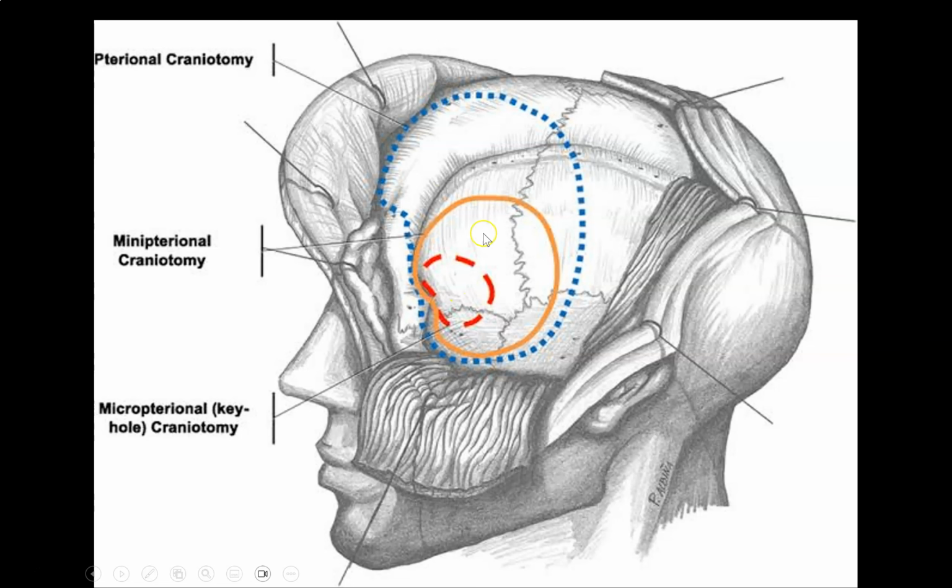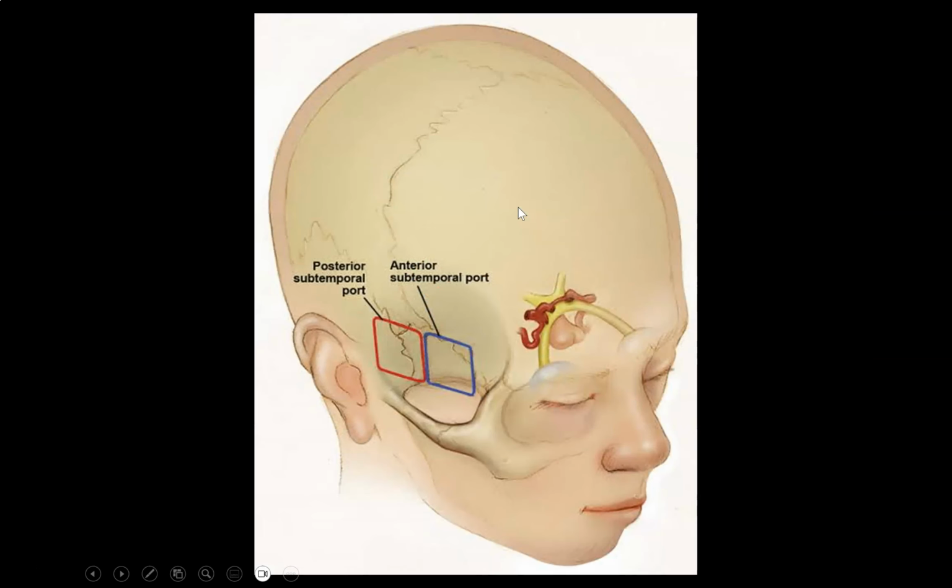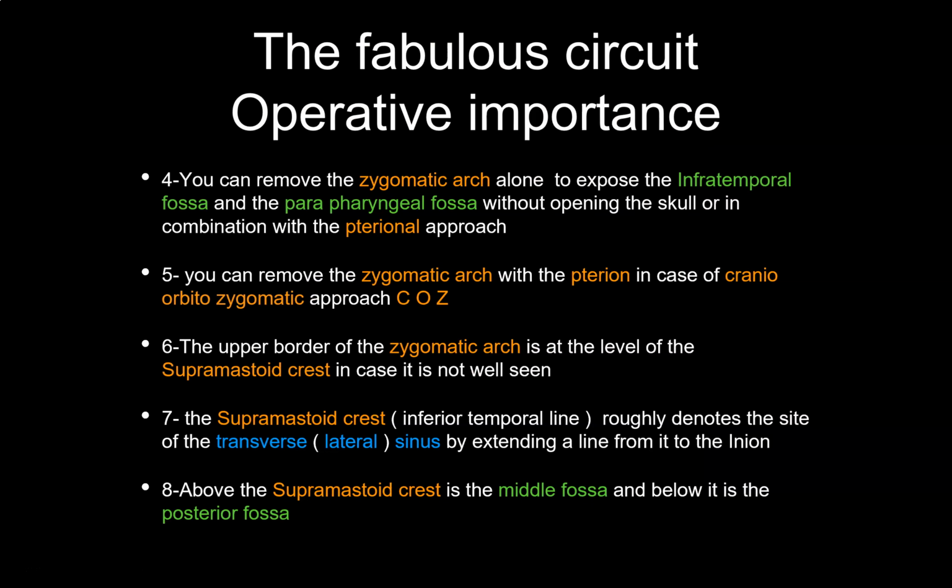And this is to show you, this is the keyhole here, and this is the mini pterional or classic pterional approach if you want. And also you can do an anterior subtemporal approach or posterior subtemporal approach, knowing exactly where the transverse is in relation to the supramastoid crest. And also, as we said, you reach the infratemporal and parapharyngeal fossa.